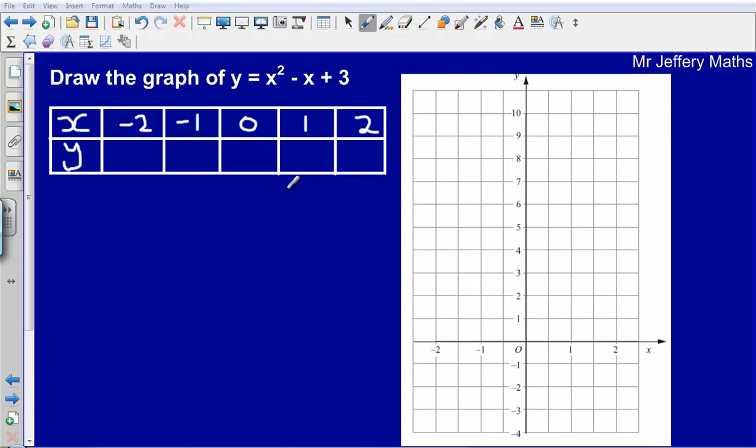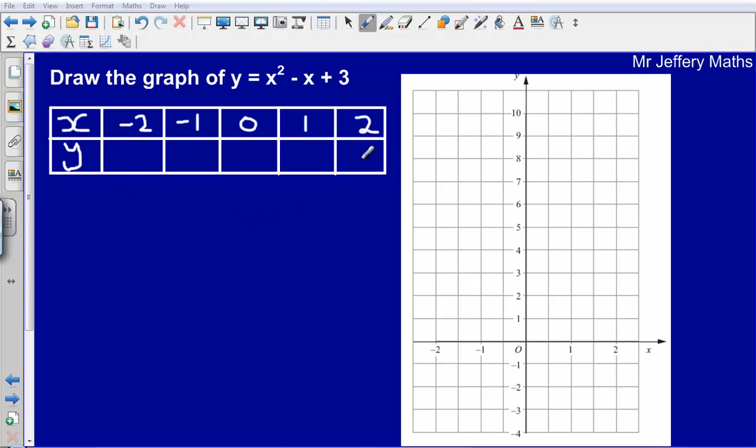Hello and welcome to another video looking at drawing graphs. This time we're looking at a slightly trickier one, which is called a quadratic graph. It's called a quadratic because we have this x squared involved. That's kind of the part that makes it slightly trickier than ones that we've looked at before.